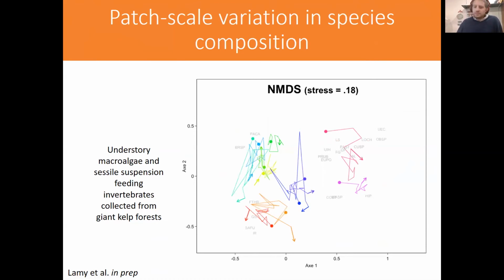And so, for each of these patches, we can come up with a way to calculate alpha variability, the patch scale variability, by quantifying this variation through time.